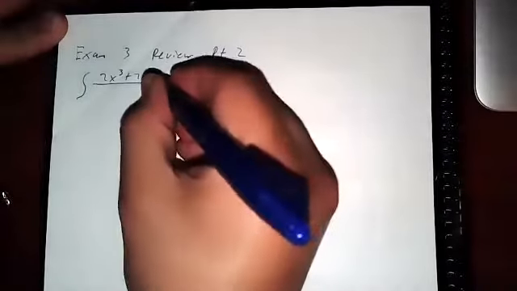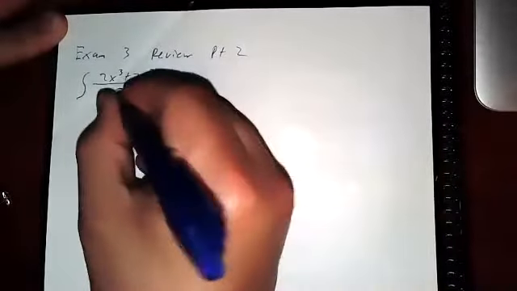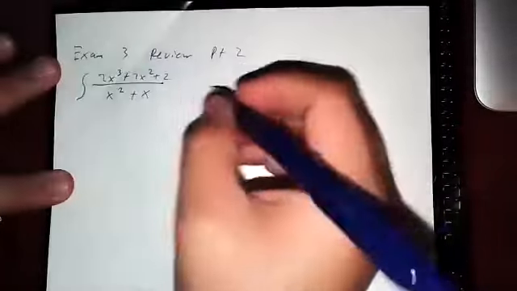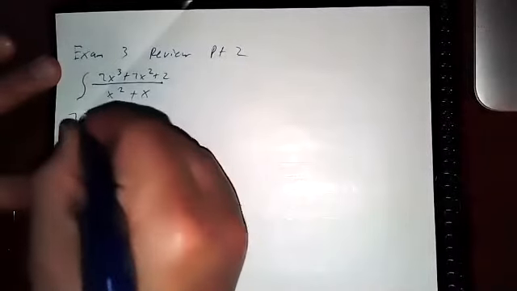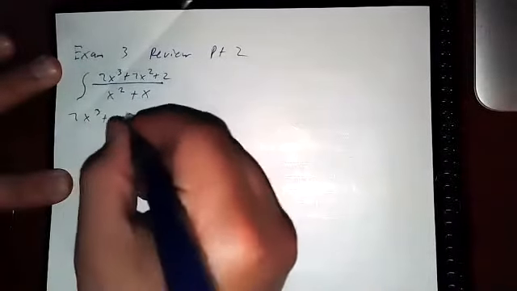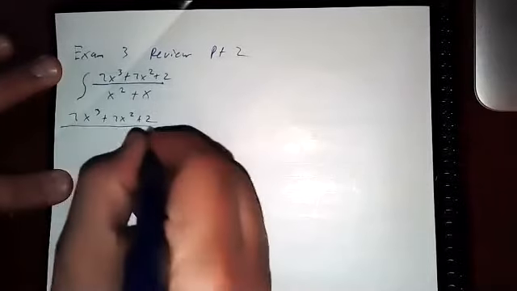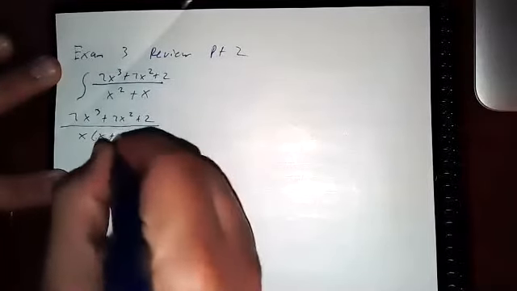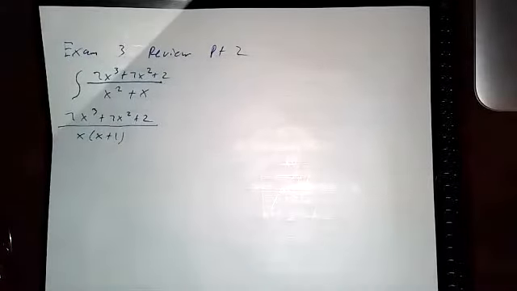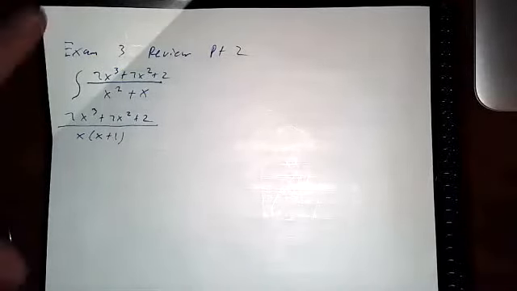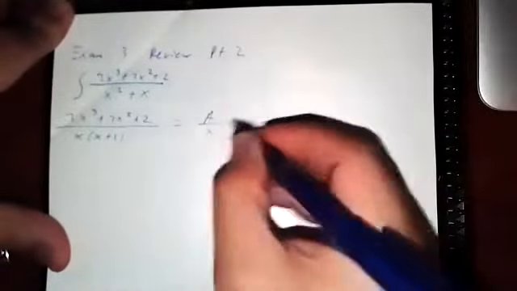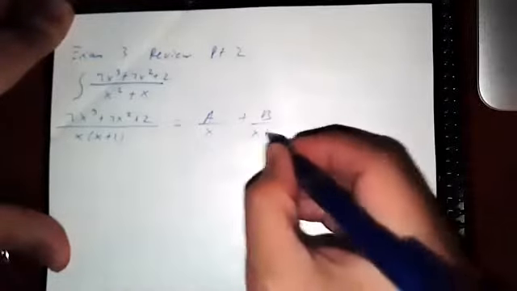7x cubed plus 7x squared plus 2 over x squared plus x. So remember we said we had to take the denominator and factor it. Let's just deal with the fraction part first. So this will be equal to a over the first one plus b over the second one. I'm going to multiply both sides by this denominator.